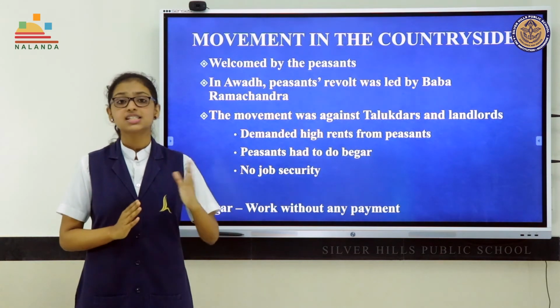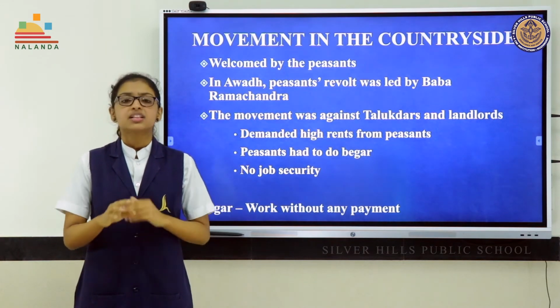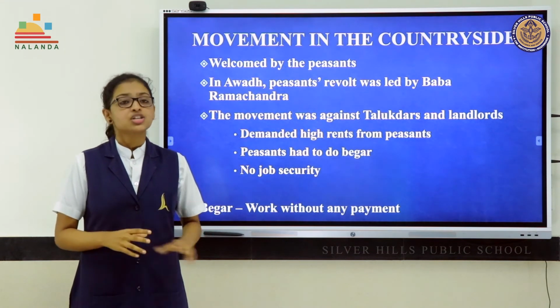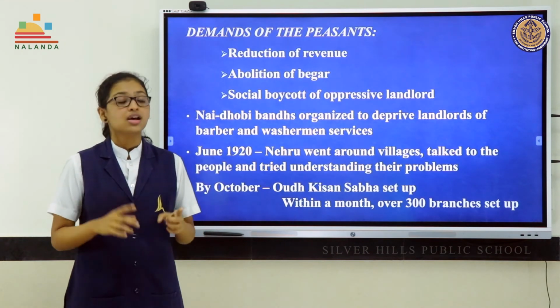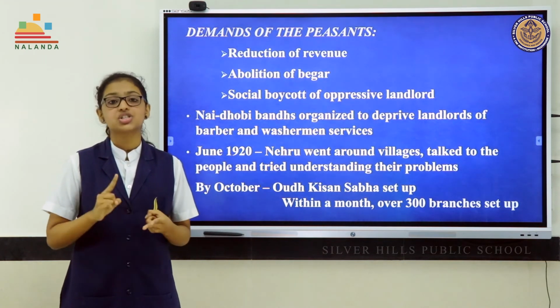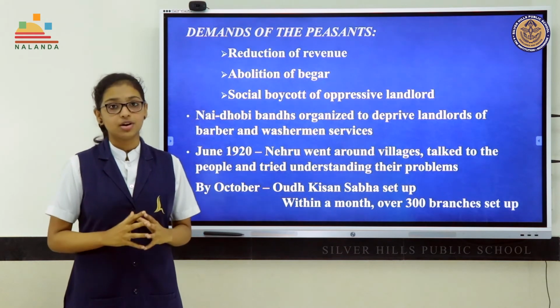Moreover, the peasants did not have any job security, meaning if they were given a job today, there was no guarantee for the job sustaining tomorrow or for the coming days. So the peasants had three demands. The first one was the reduction of revenue, the second one was the abolition of begar, and the third one was the social boycott of oppressive landlords.